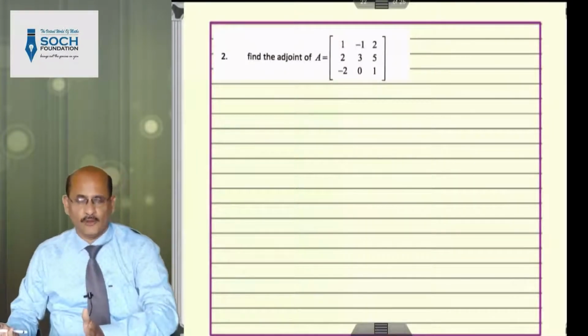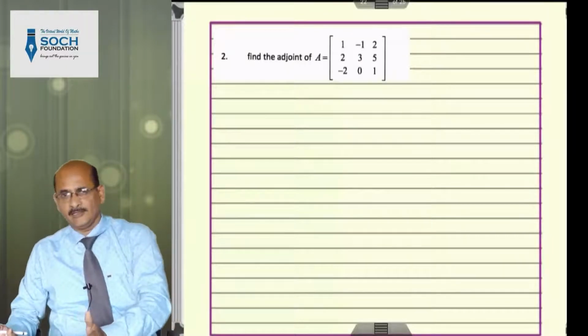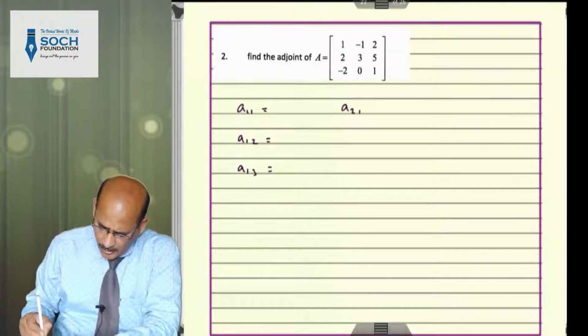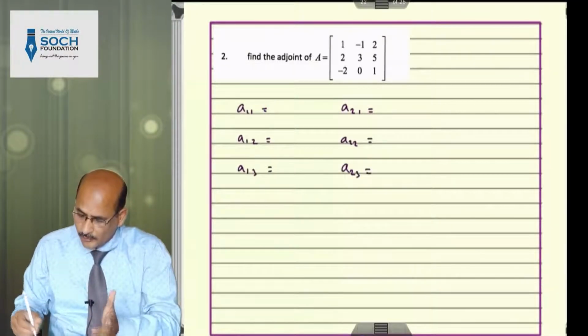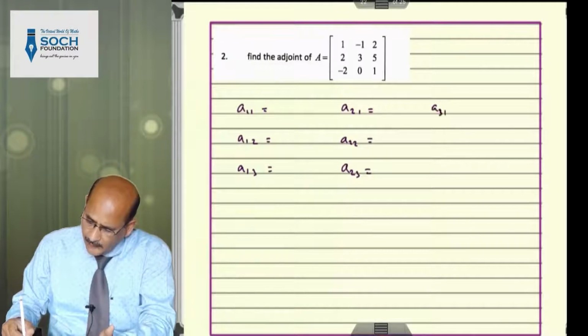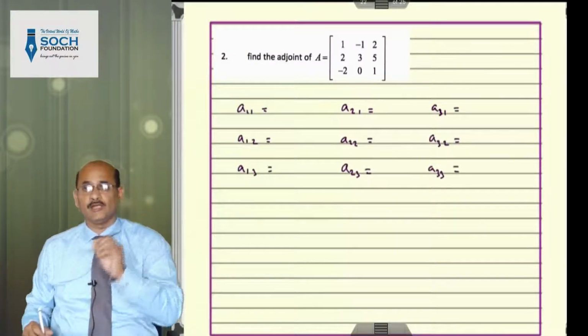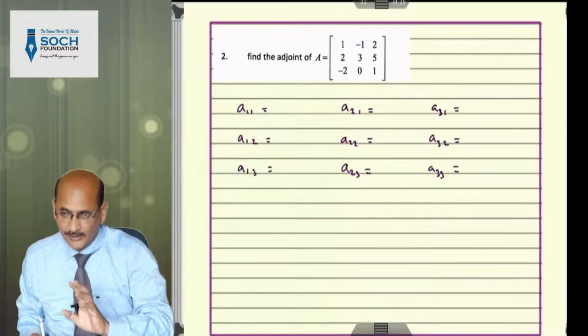Now let's take the third question, where it will be more clear for you all. Find the adjoint of matrix A. What I'm going to do is write A11, A12, A13, then A21, A22, A23. This is always better because you will not commit blunders. Then A31, A32, A33. That means I have already done the transpose.